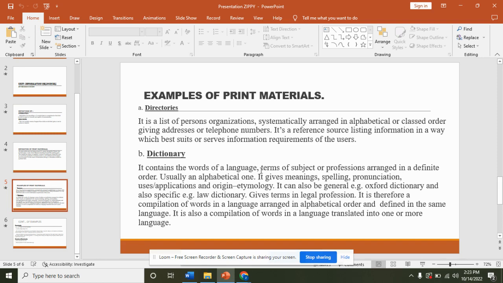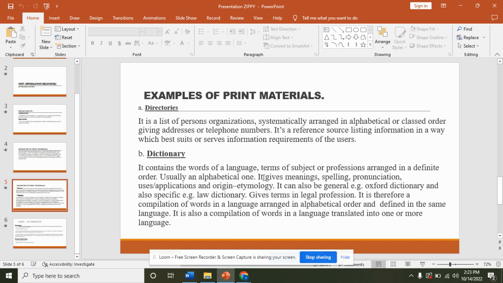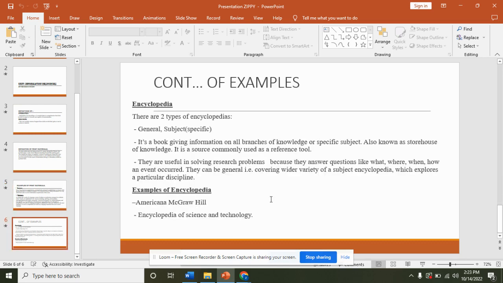It is therefore a combination of words in a language arranged in alphabetical order and defined in the same language. It is also a combination of words in a language translated into one or more languages. We are moving to another example of print material, that's the encyclopedia. We have two types of encyclopedia: general encyclopedia and subject encyclopedia, in other words, specific. An encyclopedia is a book giving information on all branches of knowledge or a specific subject. It is also known as a storehouse of knowledge.